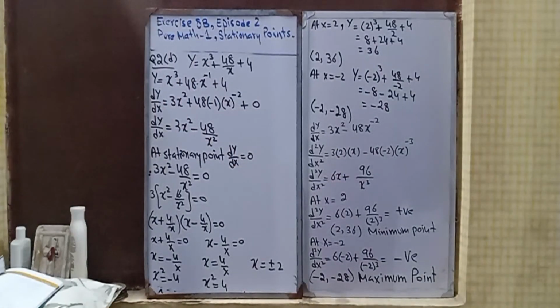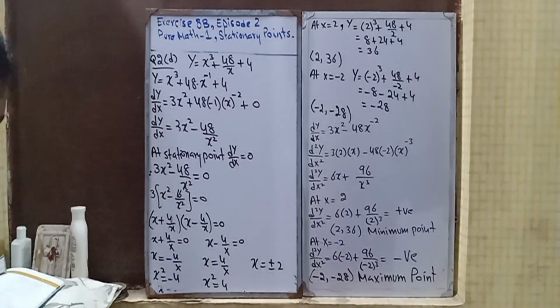Question number 2, D part. Minus 2 comma minus 28 will be a maximum point and 2 comma 36 will be a minimum point. Our answers are right, sir. So this is how you will do the question number 2 and its D part.